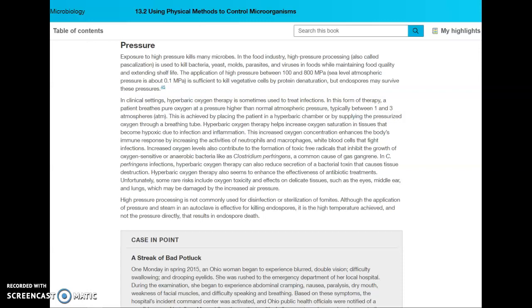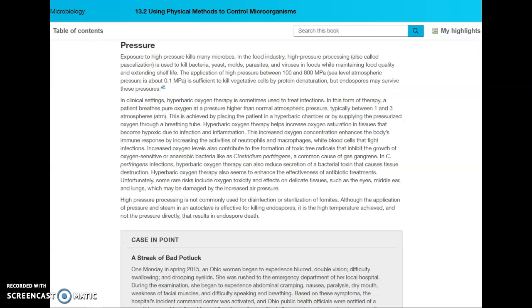We can use hyperbaric chambers where we put a patient into this chamber and they breathe in pure oxygen, which is at a higher pressure than atmospheric oxygen. And this basically increases oxygen saturation in their tissues. And for our anaerobic microorganisms, they can't withstand that. Remember that oxygen is toxic to them. So by putting the patient in this type of environment, the high exposure to oxygen can actually kill these microorganisms.